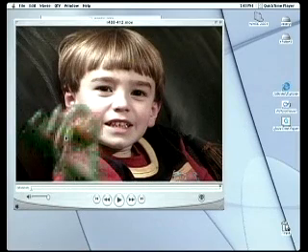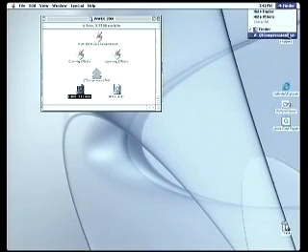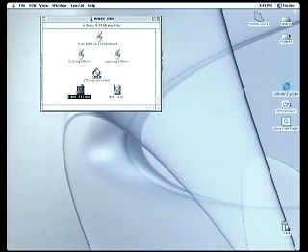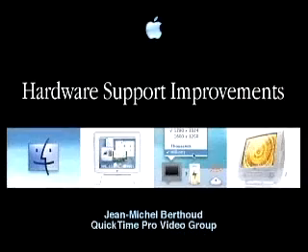Anyway, QuickTime 5 is much, much better. So let me just quit these things so that the next demos are good. And that's pretty much all I'm going to talk about. Can we go back to the slides, please? So now I'm going to ask Jean-Michel Berthoud to come up and talk about some improvements in hardware support.